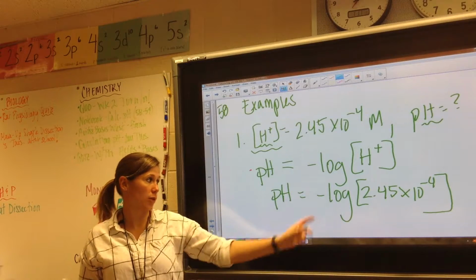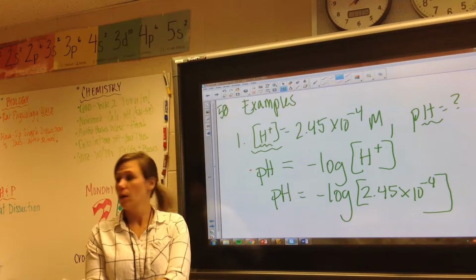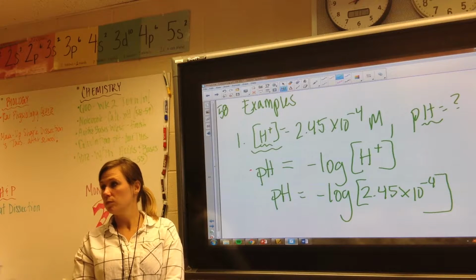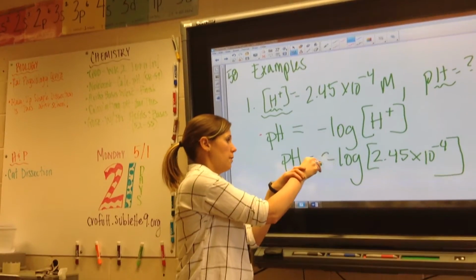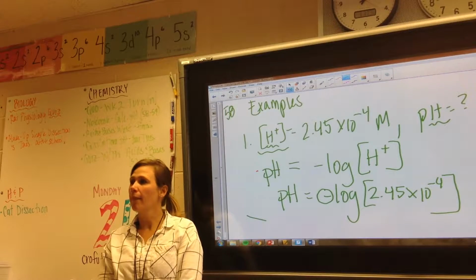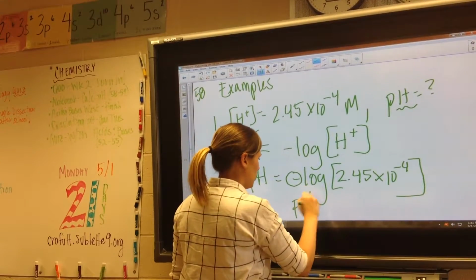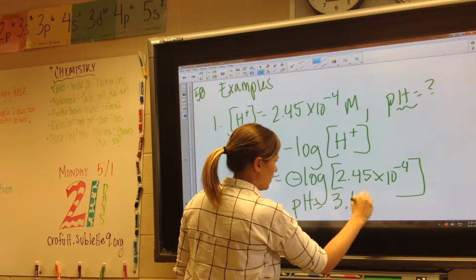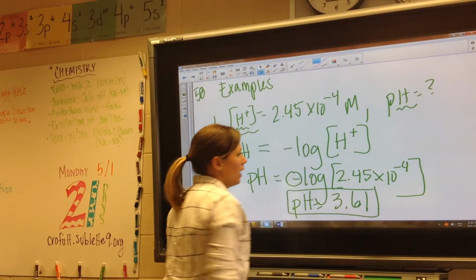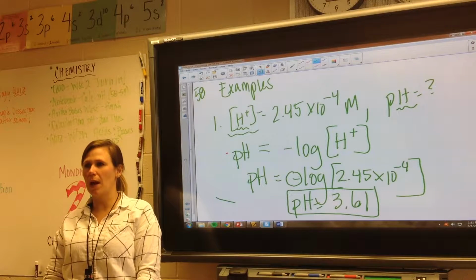So solve just for this. So type in negative log of 2.45 times 10 to the negative fourth. Just don't forget this negative. Okay, good. We'll do 2 decimal points, so 3.61 like Devaney said. Okay, how do we know that answer is correct? How can we check our math?